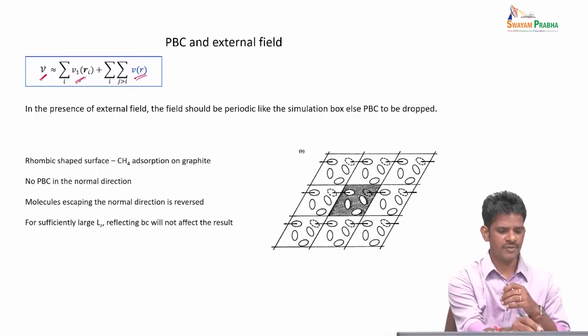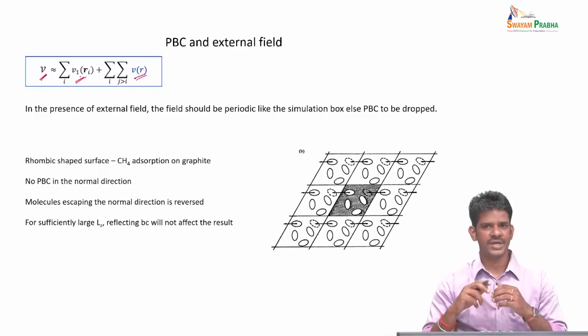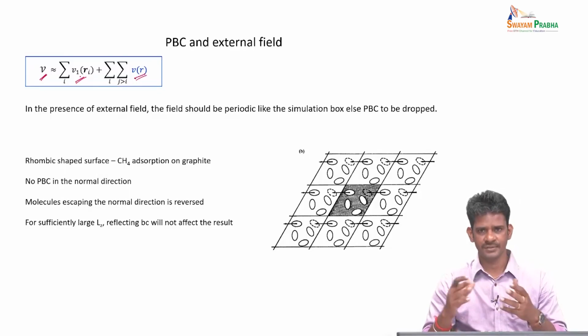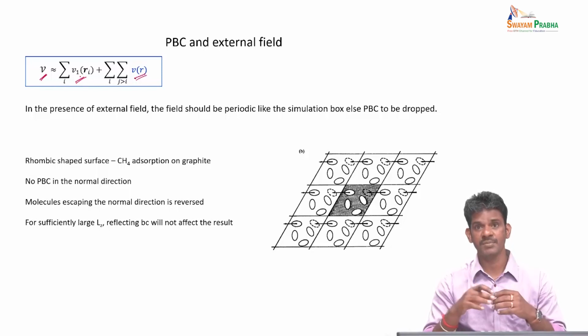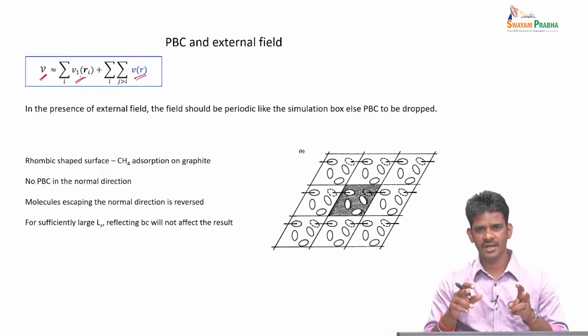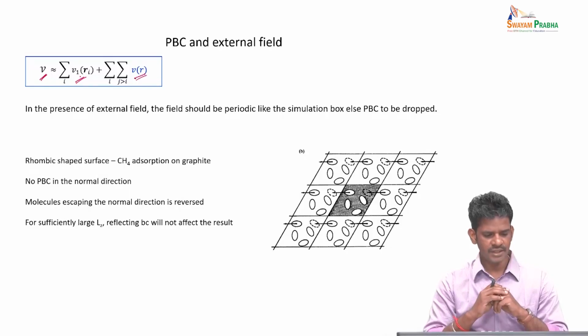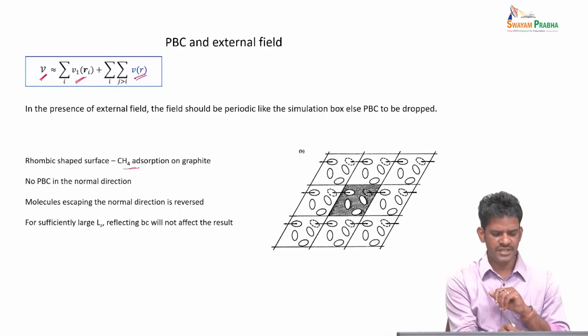So then the form of the potential V1 should also have the same periodicity as that of the simulation, the periodic images itself. If this is not possible, then we have to worry about how to do such simulations. As far as the external potential is periodic, just like the way the simulation boxes are periodic, then there's no problem. In other cases, the periodic boundary condition has to be either dropped or some special techniques have to be used.